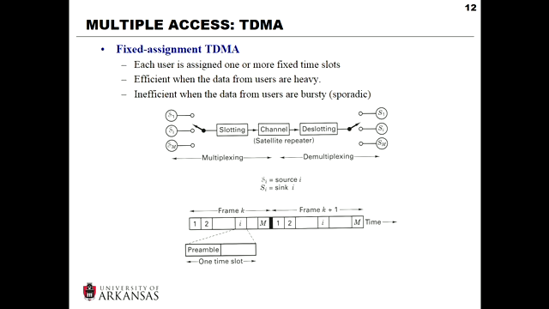The first type of TDMA is fixed assignment TDMA. For fixed assignment, each user is assigned 1 or more fixed time slots, and it's efficient when the data from the users are heavy, and inefficient when the data from the users are bursty. Bursty means sporadic, I don't usually have data to transmit. Once in a while I have something to transmit, but the majority of the time I do not have anything to transmit. For the fixed assignment TDMA, it's used for voice communications in our cell phone systems.